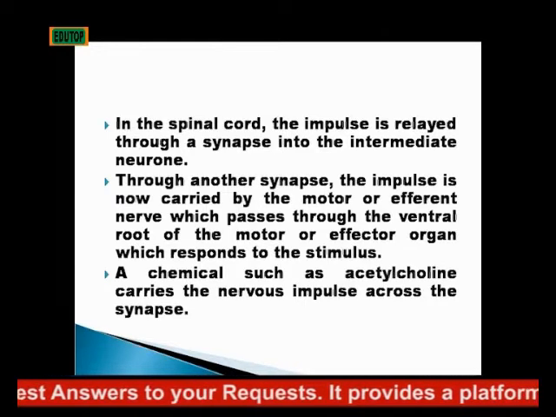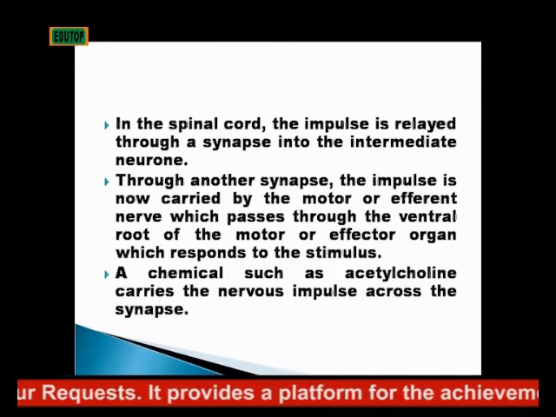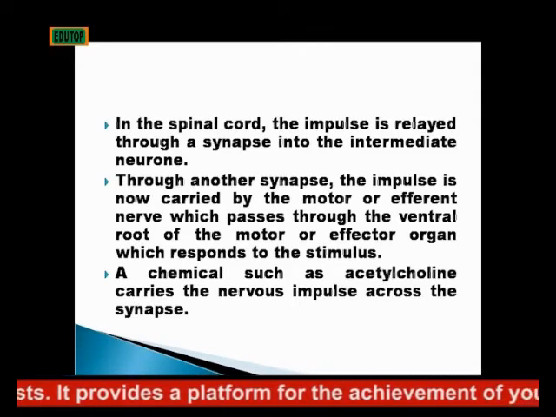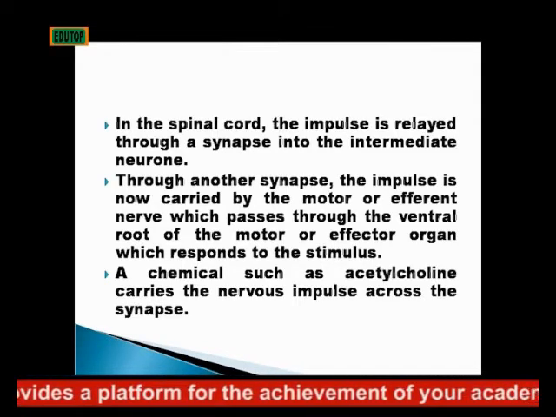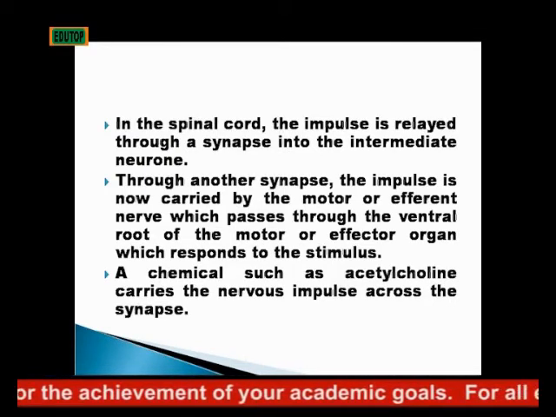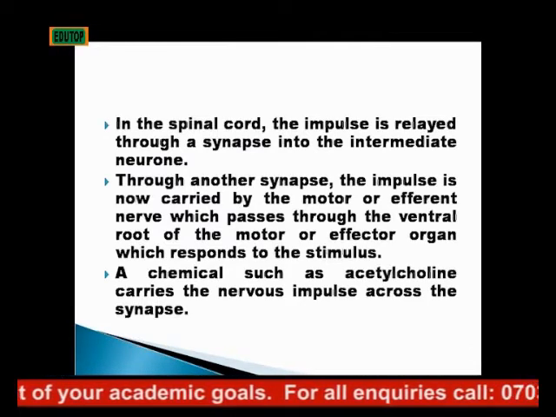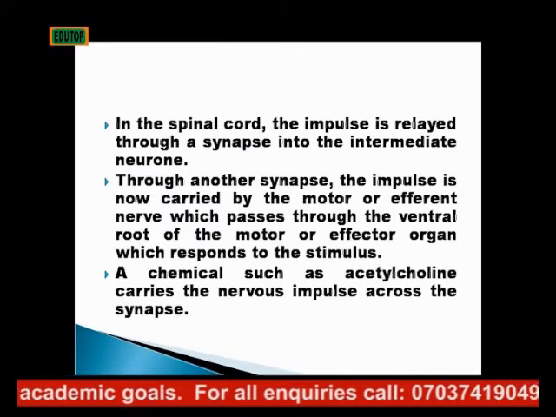The impulse is now carried by the motor or efferent nerve, which passes through the ventral root to the motor or effector organ, which responds to the stimulus. Then a chemical such as acetylcholine carries the nerve impulse across the synapse.